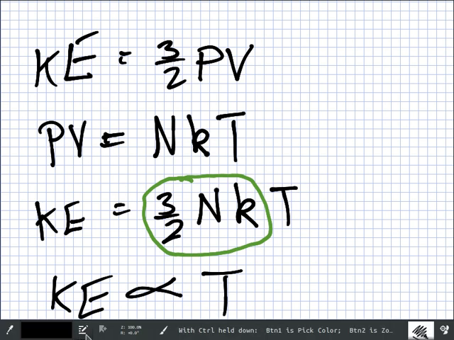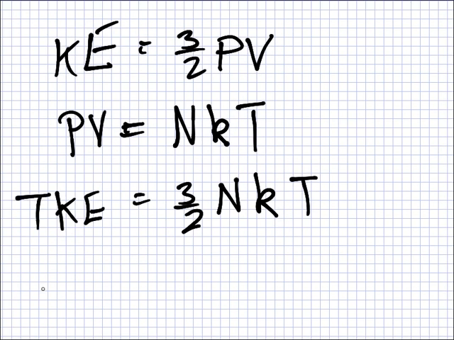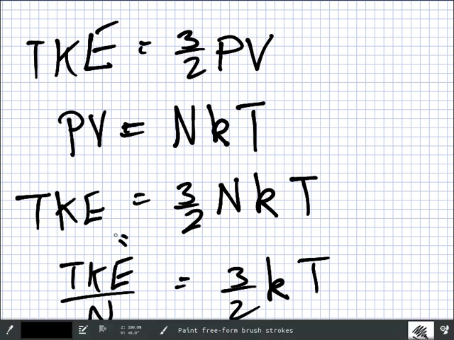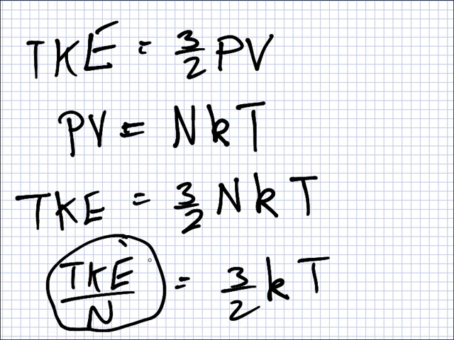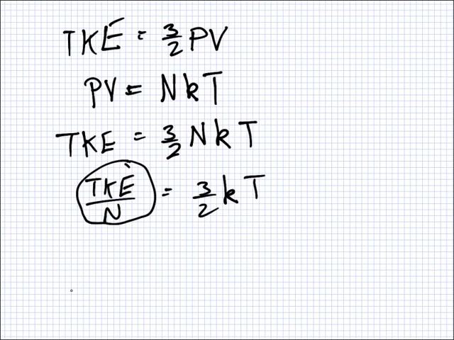Okay? Or even if you want to be even clearer about it, this is actually total kinetic energy. So you could even divide by the N: total kinetic energy divided by N equals 3 over 2 KT. Now, what would total energy divided by N represent? Yeah, average. It's the average kinetic energy. You could also say it's proportional to temperature. Yeah? Now what is that saying?